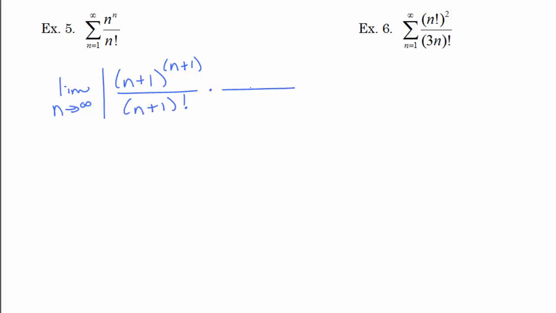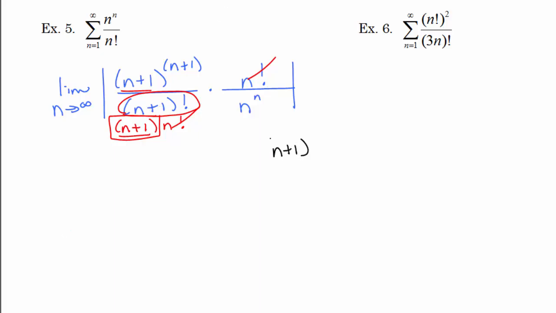And then we're going to multiply by the reciprocal of the original series. Well, I know that n plus 1 factorial is n plus 1 times n factorial, so I can reduce that and be left with n plus 1. What else can I do? Well, I kind of see an n plus 1 and an n plus 1. Let's see, so what do I have?